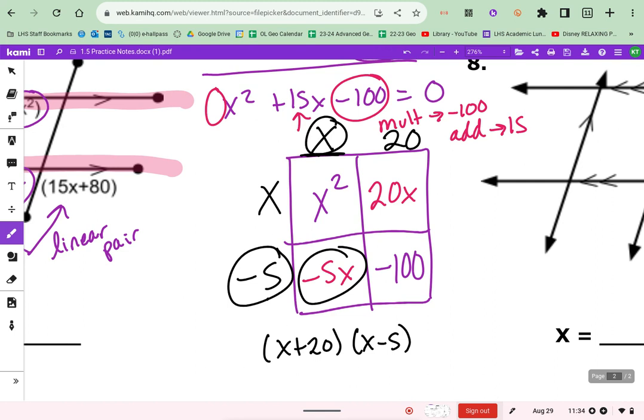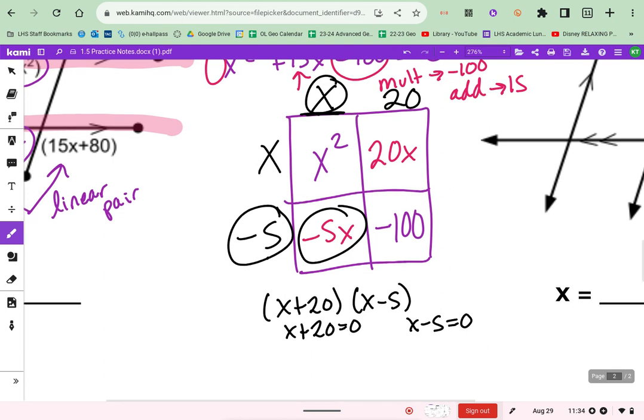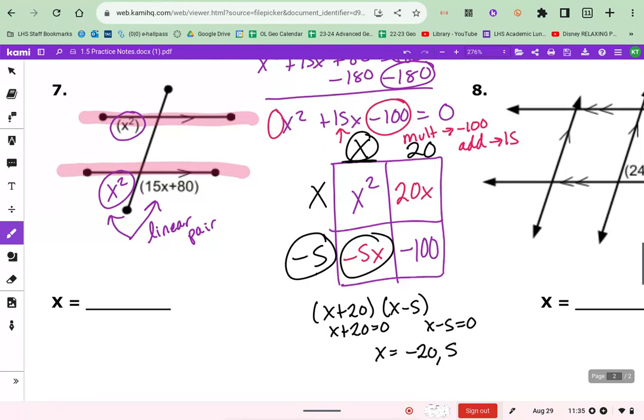So now we're going to set them both equal to 0. So x plus 20 equals 0, x minus 5 equals 0, which means that x equals negative 20 and 5. But we have two solutions. So whenever you have two solutions, we got to make sure that they make sense.